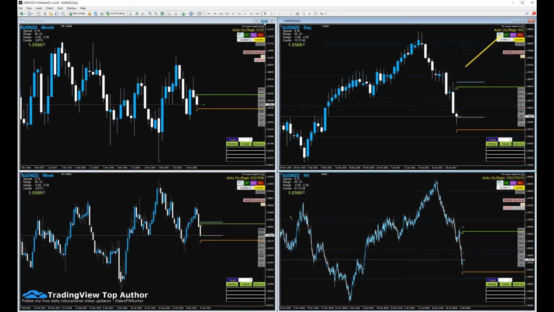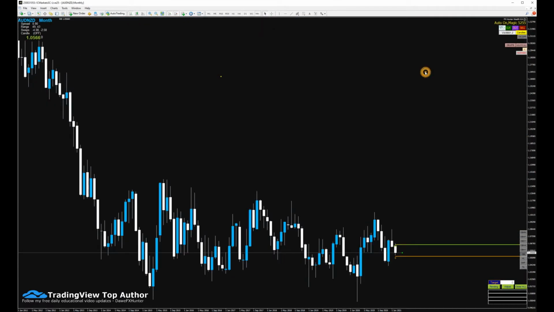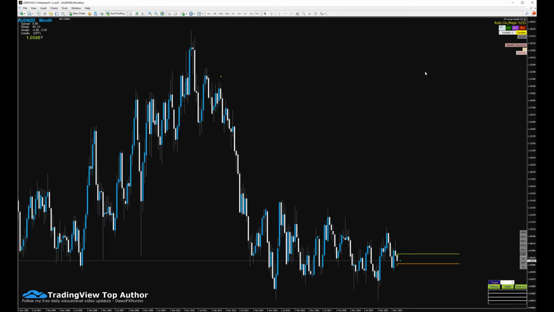Okay, so let's start with the analysis. This is the monthly on the Aussie Kiwi, weekly, daily, and the 4 hours, right? So we need to know right now in the bigger picture where the market is. This is what I always do. So I go to the monthly and I'm looking at it like that.